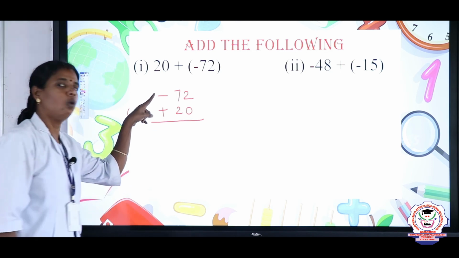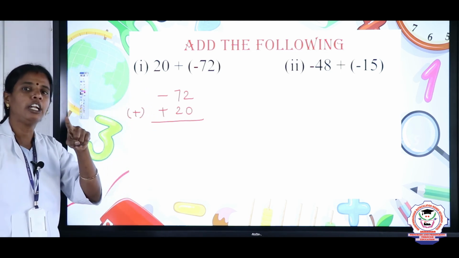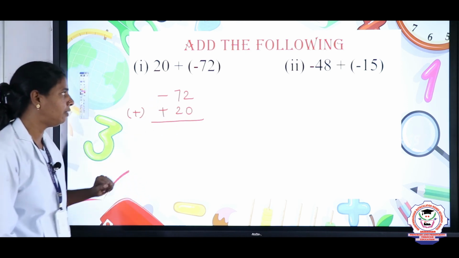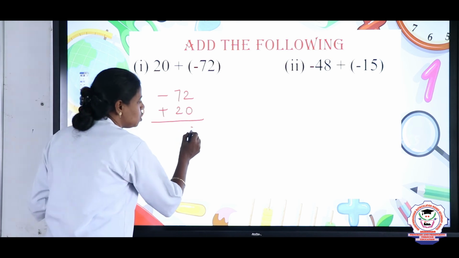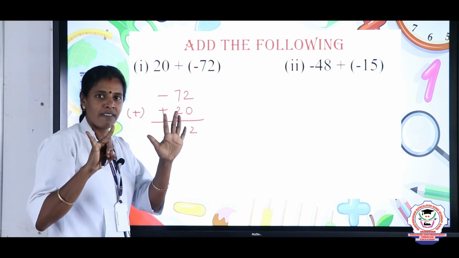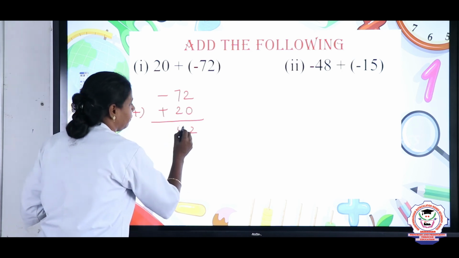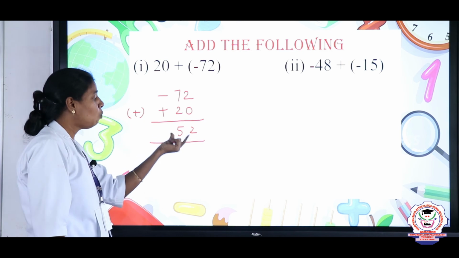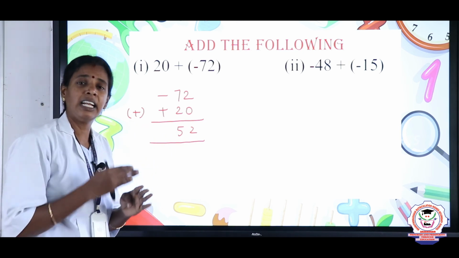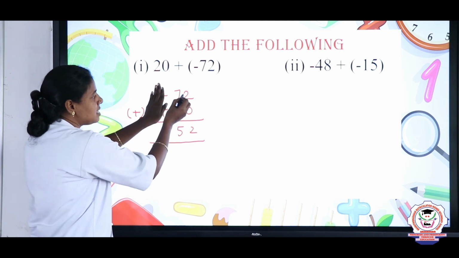I told you the rule: when one integer is negative and the other positive, we need to subtract. So subtract it first. 2 minus 0 is 2. 7 minus 2 is 5. So we got the answer 52, right? Is this 52 a negative number or a positive number? Yes, we want to see the sign of the greatest number.